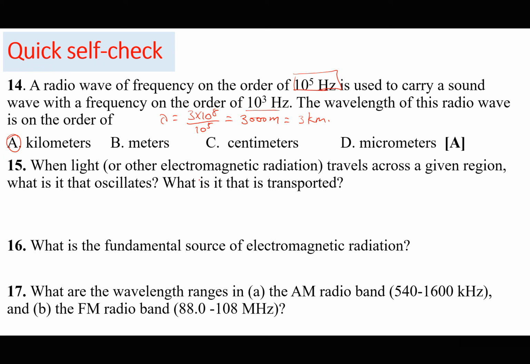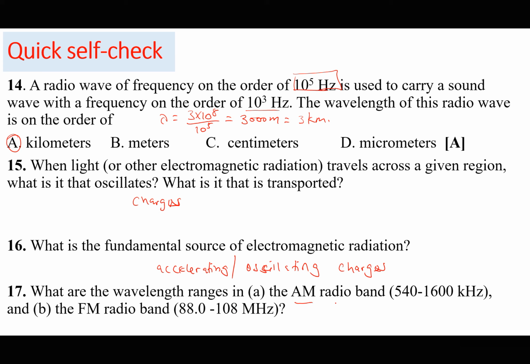When light or other electromagnetic radiation travels across a given region, what is it that oscillates? Of course, this is charges. It is the charges which oscillate. What is the fundamental source of electromagnetic radiation? That is accelerating, or oscillating, charges.